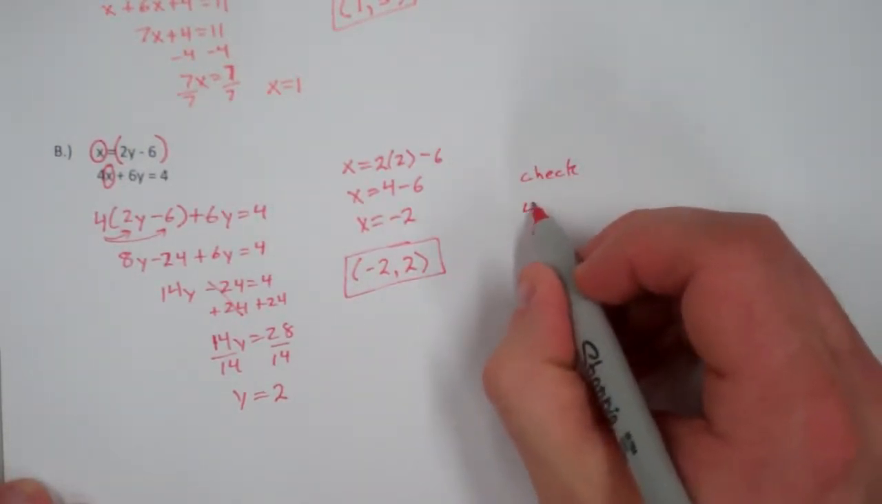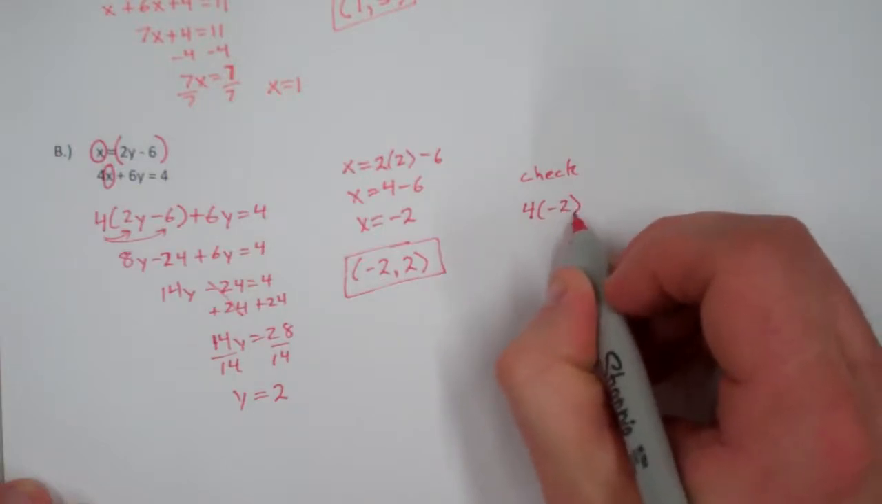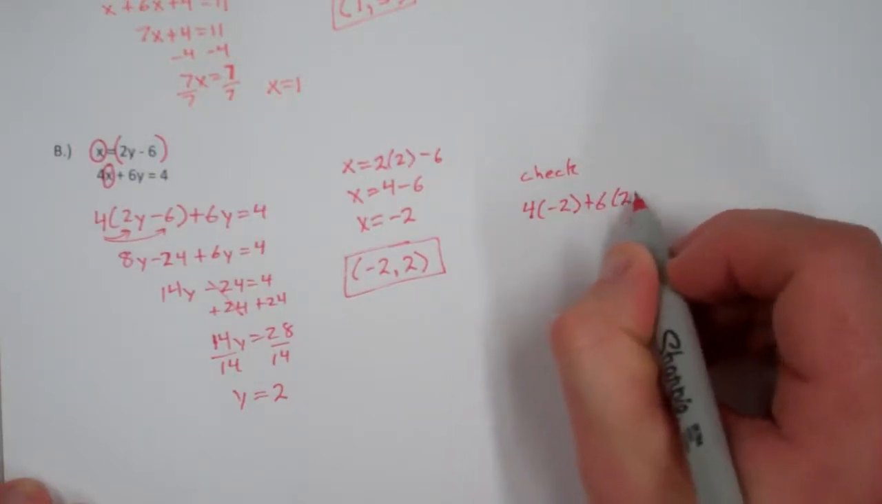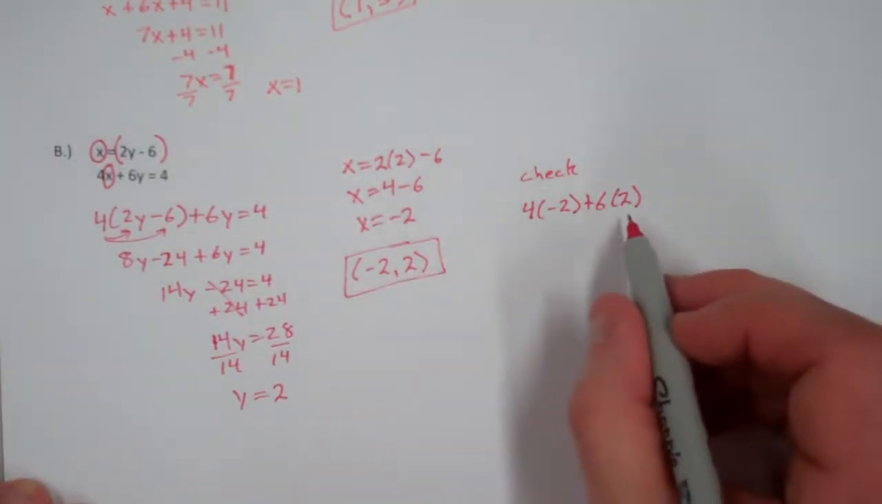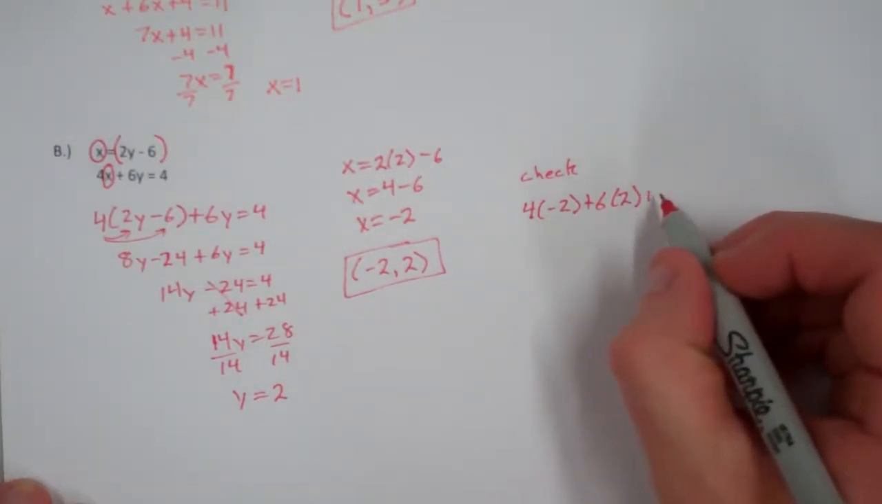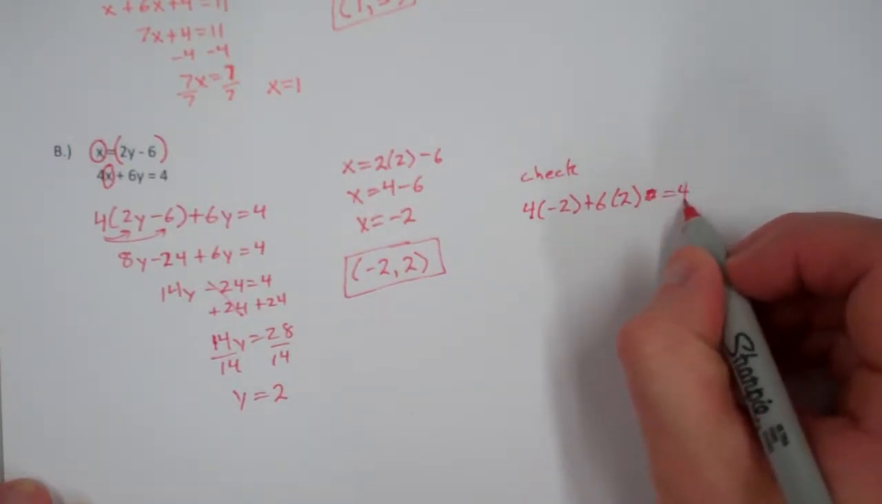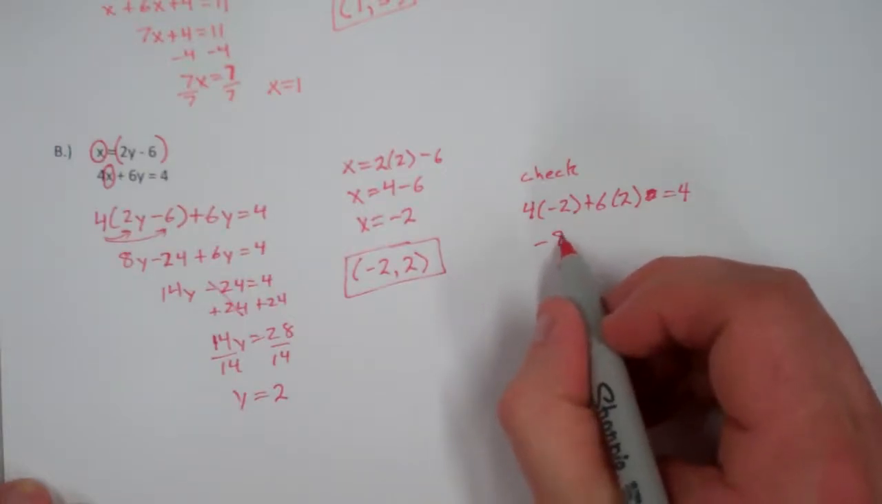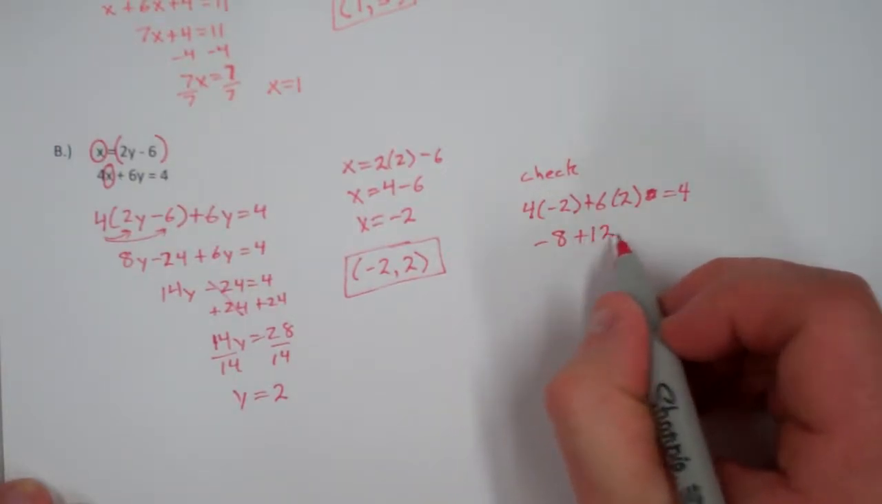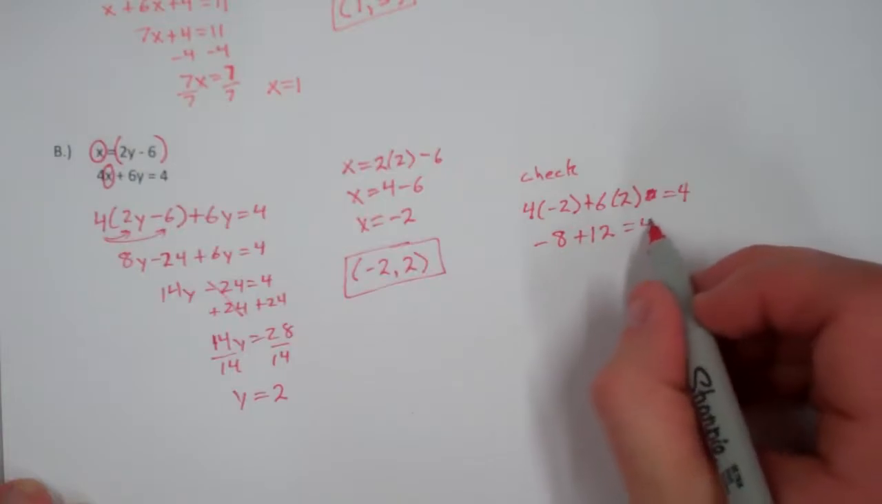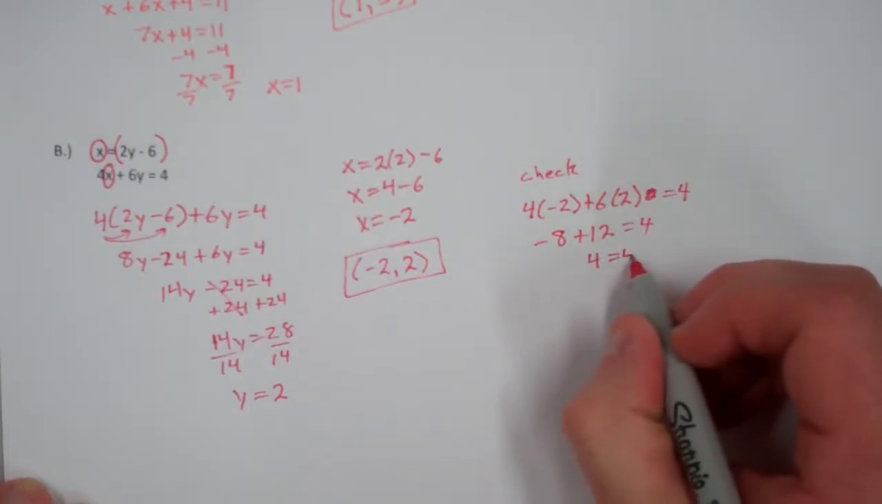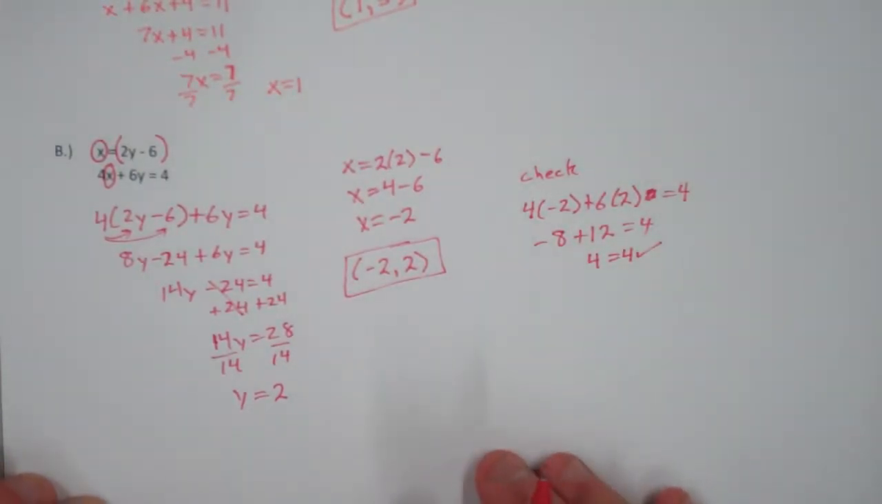So the check here is going to be 4 times x plus 6 times y. Remember, x we think is negative 2 and y we think is 2. And that's going to be equal to 4, hopefully. 4 times negative 2 is negative 8. 6 times 2 is 12. And negative 8 plus 12 is 4. And we get 4 is equal to 4. So this one does check out.